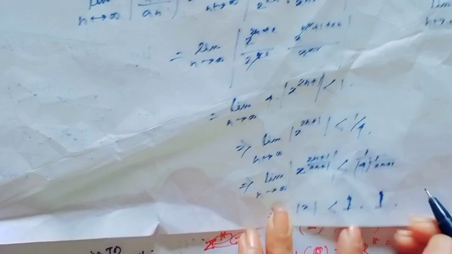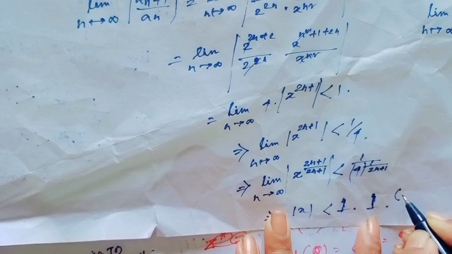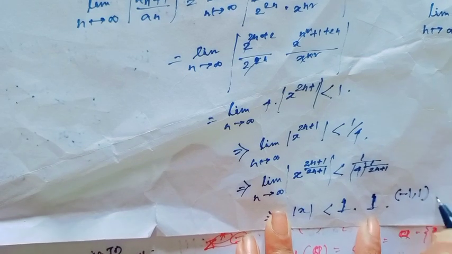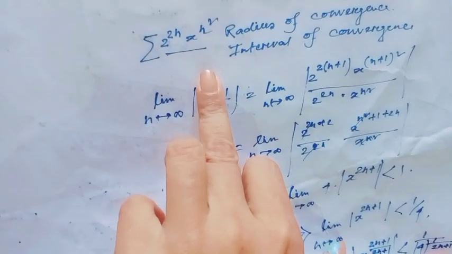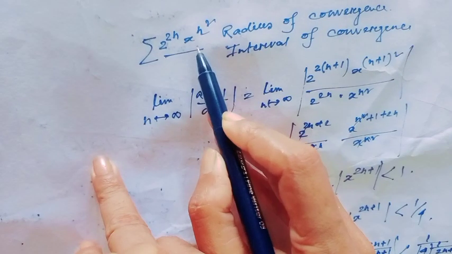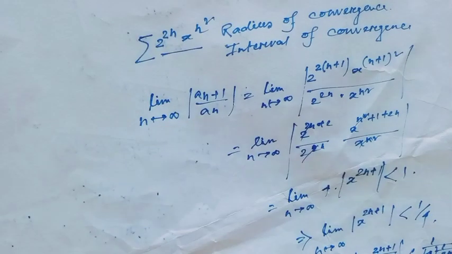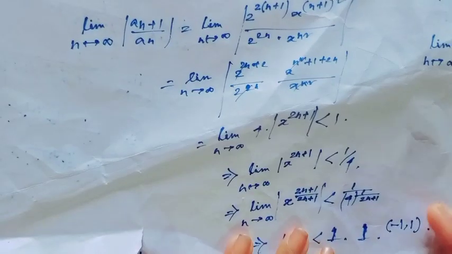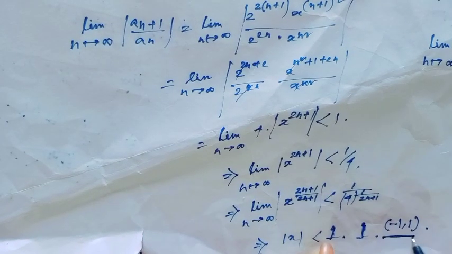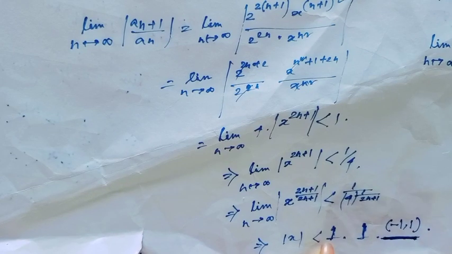And what is the interval of convergence? This is the open interval minus 1 to 1. Put the values at the endpoints 1 and minus 1. At these points, this series diverges. So the interval of convergence would be the open interval minus 1 to 1.